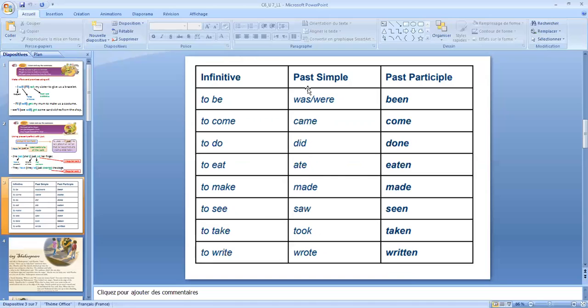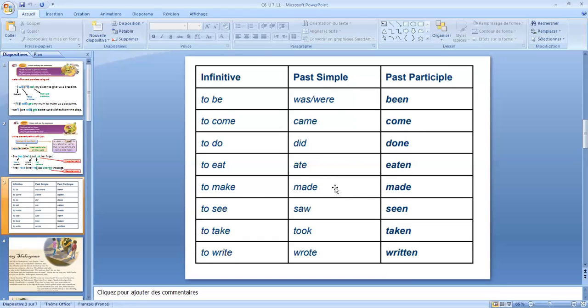These are some verbs that we are using in infinitive, simple past, and past participle. If you are talking about the verb to be, in the simple past we say I was, you were, was for singular and were for plural. But the past participle of the verb to be is been. Come, came, come. Do, did, done. Eat, ate, eaten. Make, made, made.